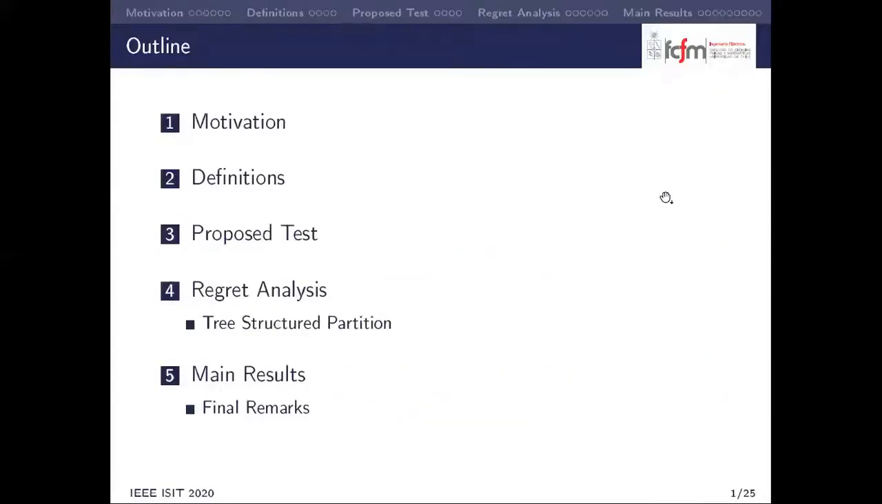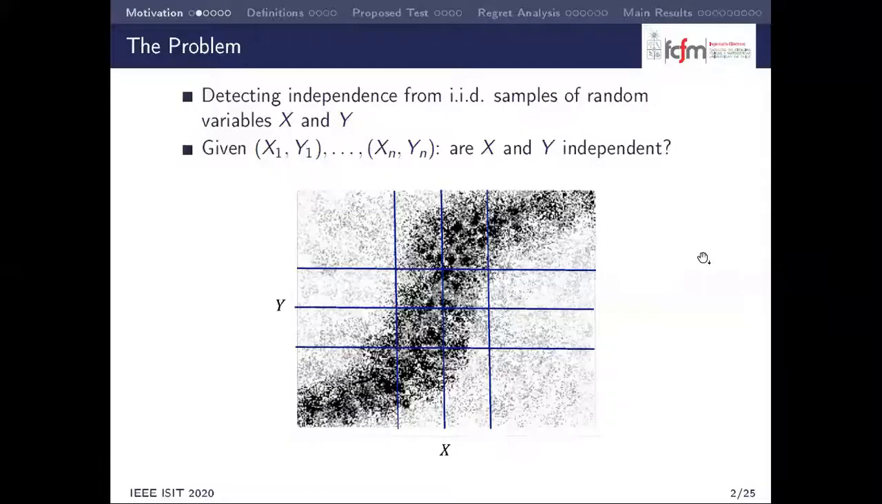So here is the outline of the presentation I'm going to do right now. We are going to start with the motivation of the problem we want to tackle. What we want to do is to detect independence from independent identically distributed samples of random variables X and Y. The question we want to answer is: given samples of these variables, and without knowing the underlying distribution, are X and Y independent or not?